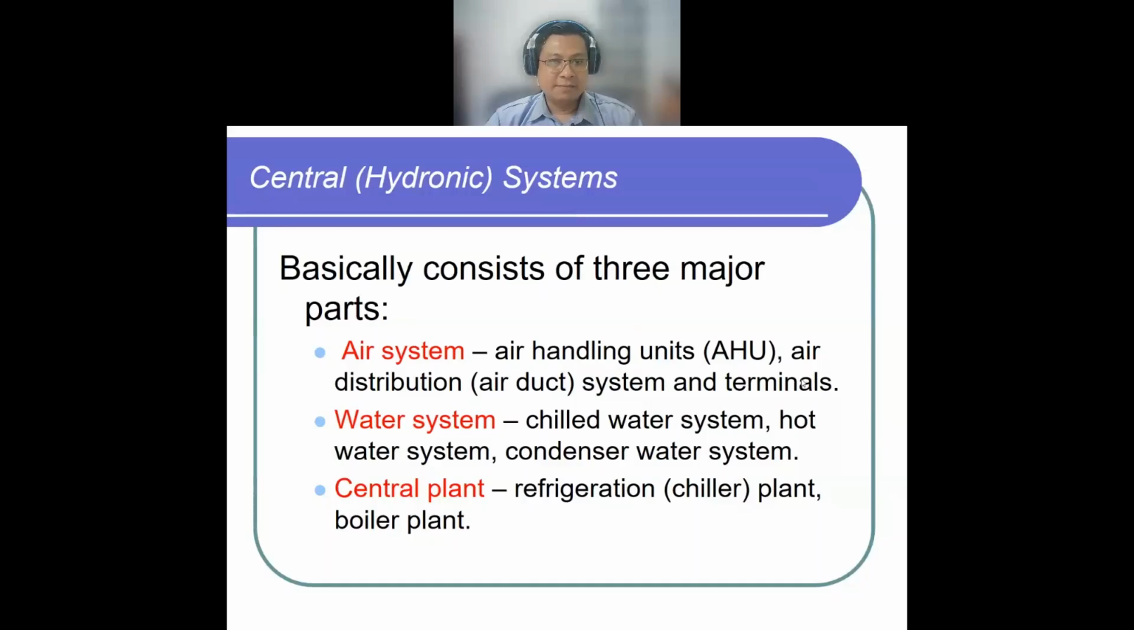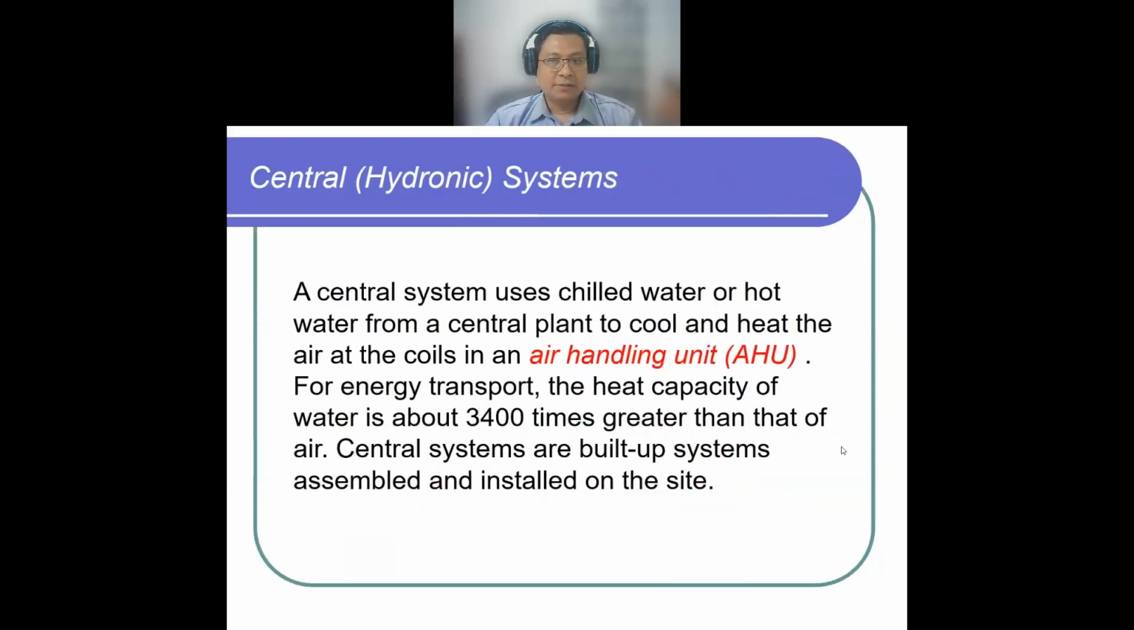Okay, now we go to the last one, the central hydronic system. Basically it consists of three major parts: air system, air handling unit, and air distribution system. So the air system will serve the AHU, water system, chilled water, and central plant. So we have three parts. The central system uses chilled water or hot water from a central plant to cool and heat the air in the coil in the air handling unit.